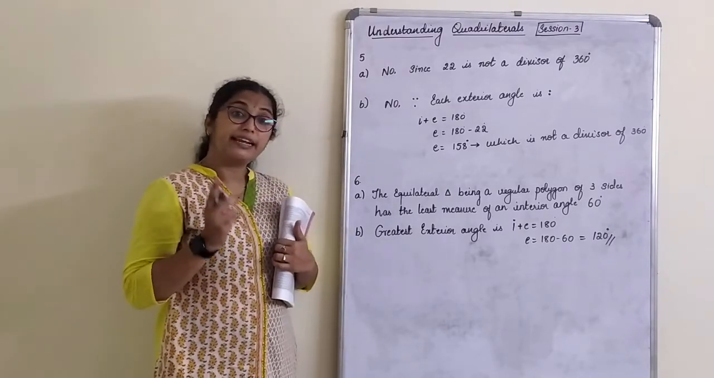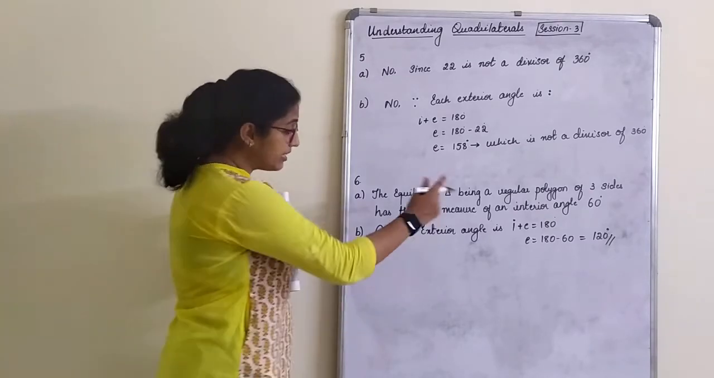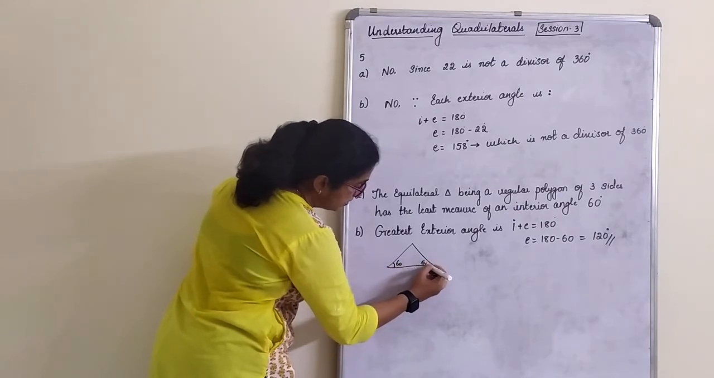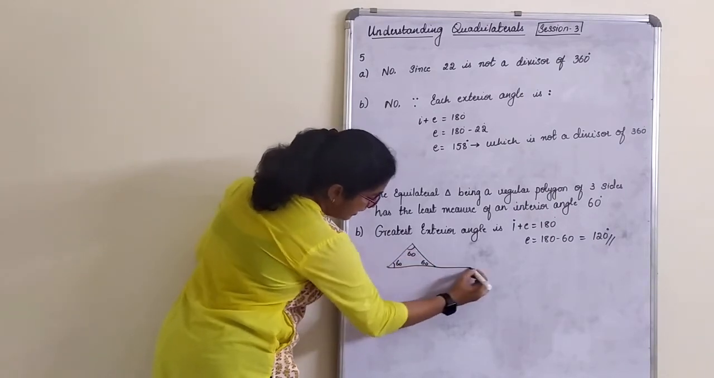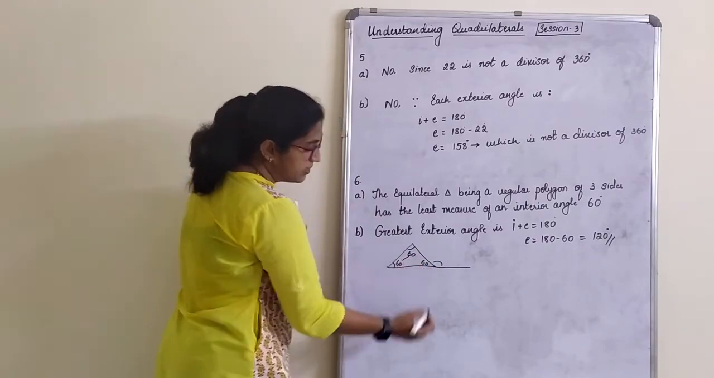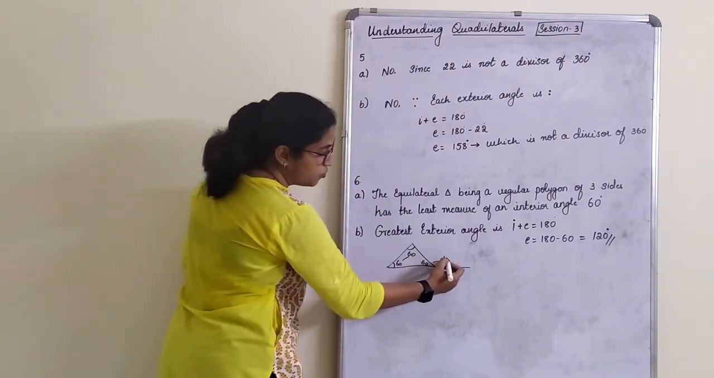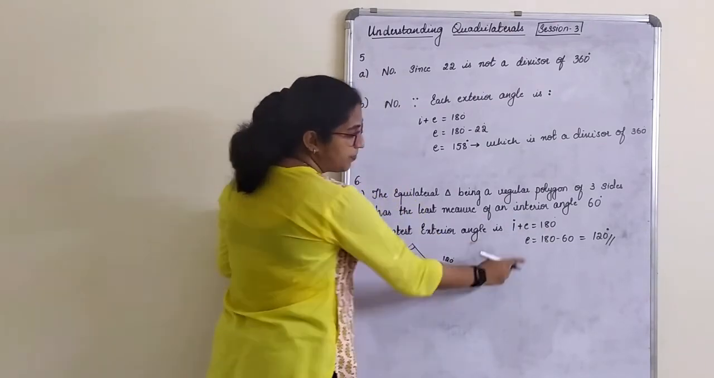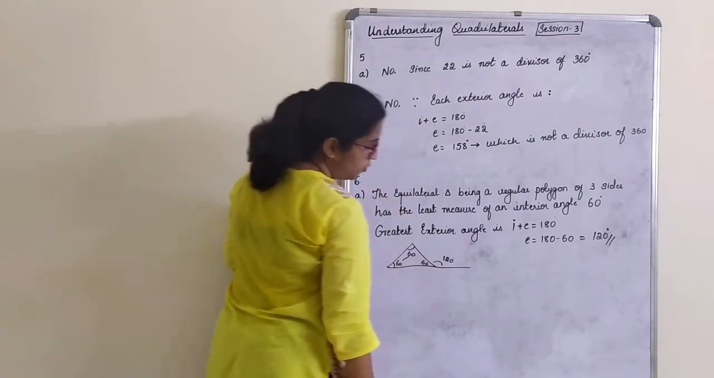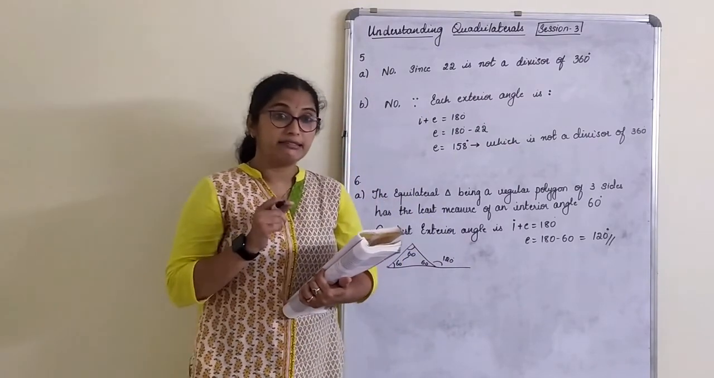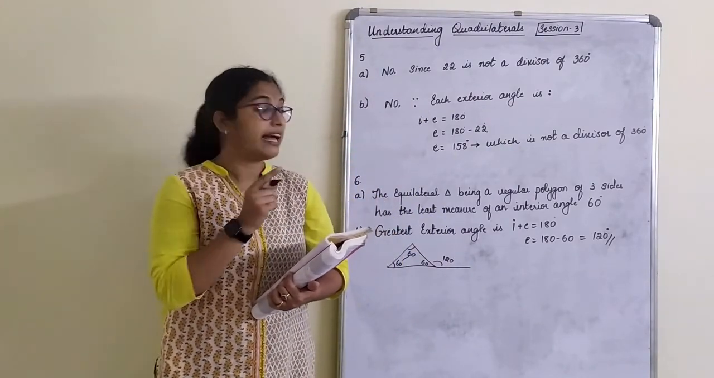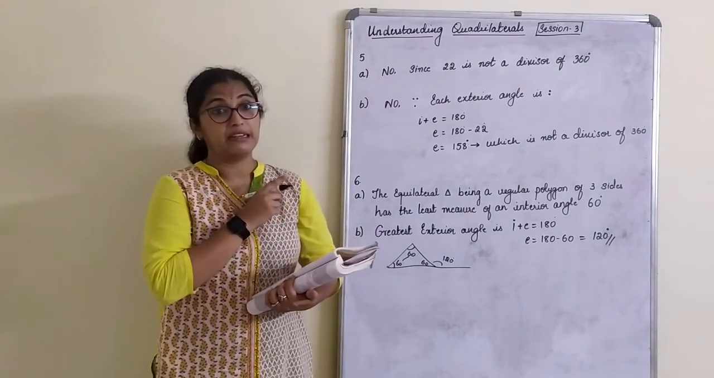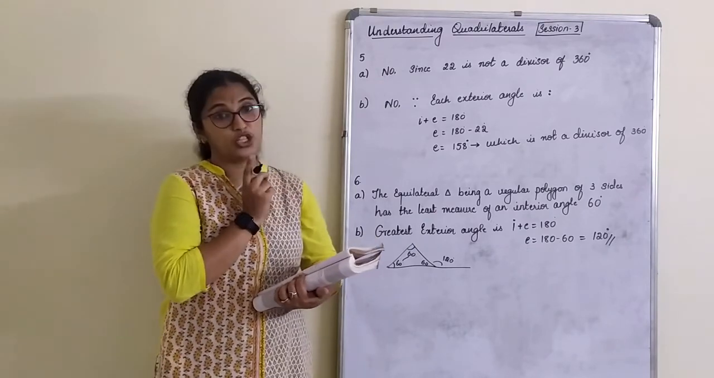Then, what is the greatest exterior angle? If I consider the interior angles of an equilateral triangle, 60, 60 and 60, the exterior angle is given by the sum of the two opposite interior angles, so it has to be 120. By the relation interior plus exterior is 180, exterior is 180 minus 60, 120. That means the greatest exterior angle a polygon can have is 120. The least measure of an interior angle a polygon can have is 60 degrees.